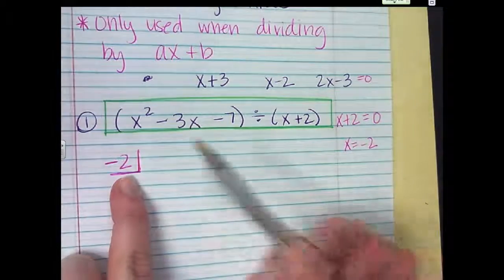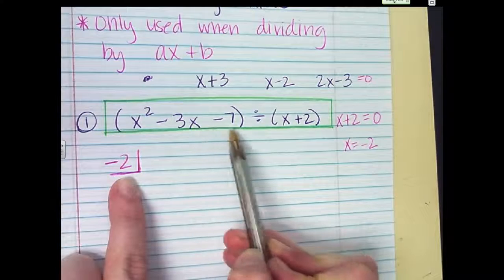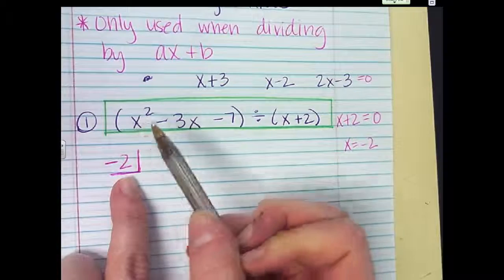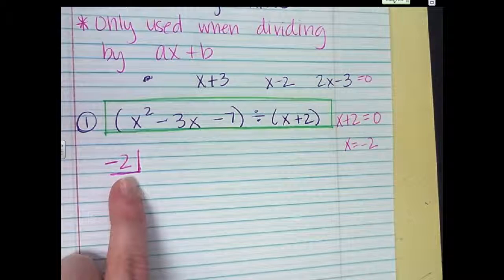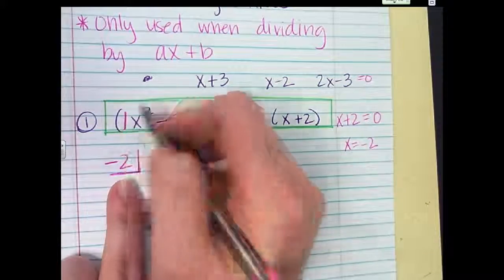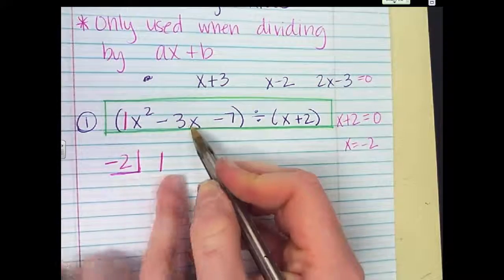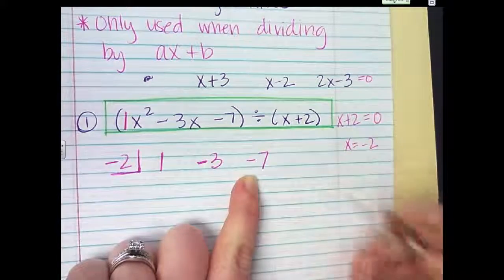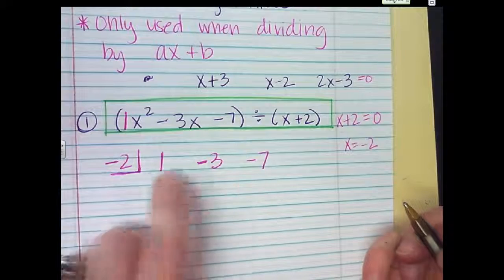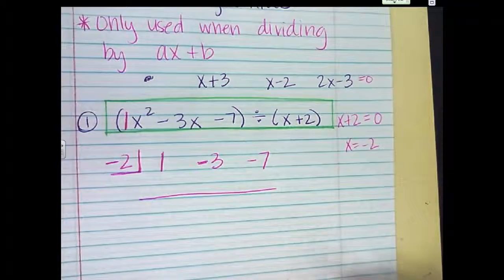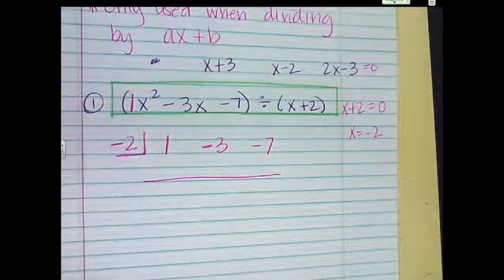Then you take the coefficients of this. So starting here, what's the coefficient of x squared? What is a coefficient? The number in front. So what's in front is a 1. Then I go to the x, negative 3, and then last, negative 7. So these are the coefficients, and you draw a line down here. Leave a little bit of space. That's how you set up synthetic division.